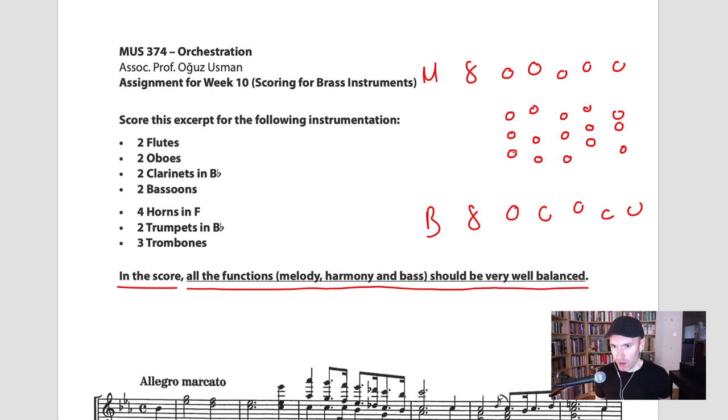But what about the harmony? Should we consider each single harmonic line individually, or should we calculate them together? In order to balance the harmony with the melody, should they make 8 together, or every individual line 8, 8, 8? I also said this in our online meeting. There is not a single answer to this question, unfortunately.